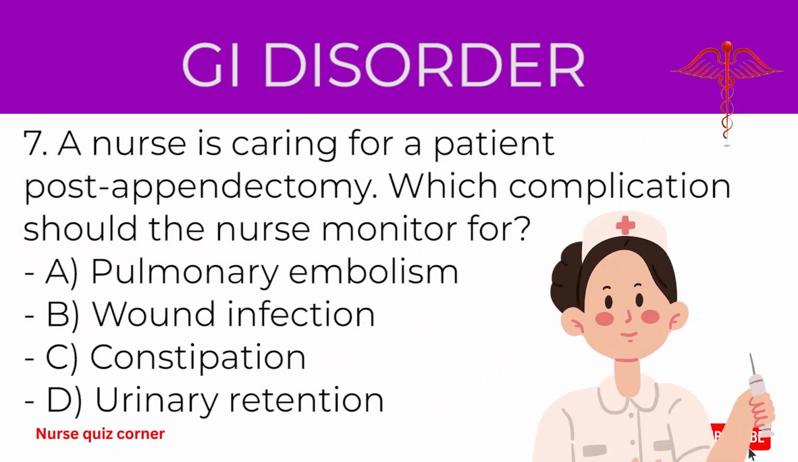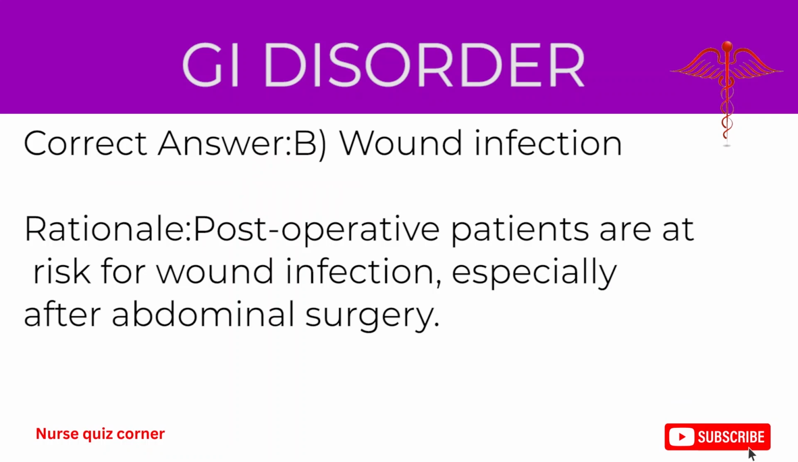7. A nurse is caring for a patient post-appendectomy. Which complication should the nurse monitor for? A. Pulmonary embolism. B. Wound infection. C. Constipation. D. Urinary retention. Correct answer B. Wound infection. Rationale: post-operative patients are at risk for wound infection, especially after abdominal surgery.